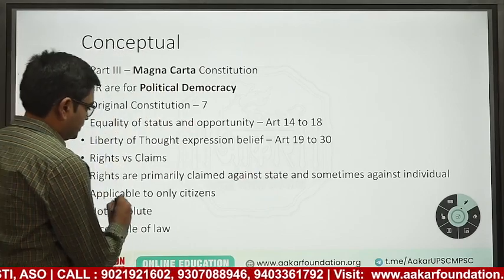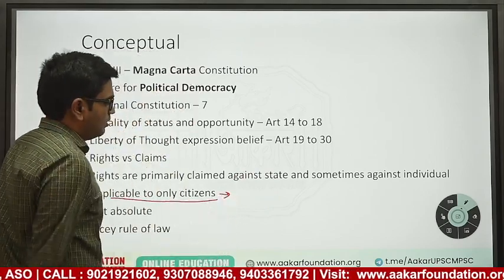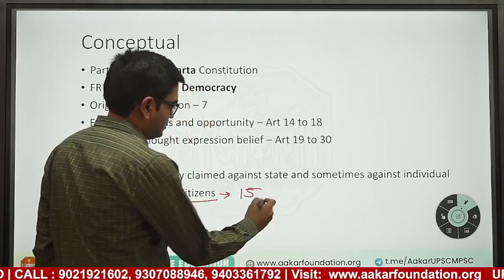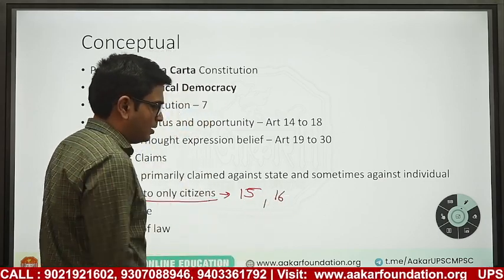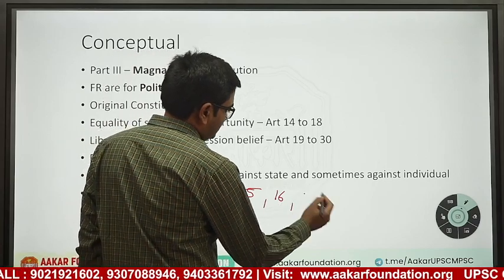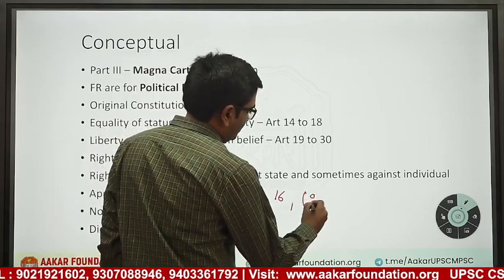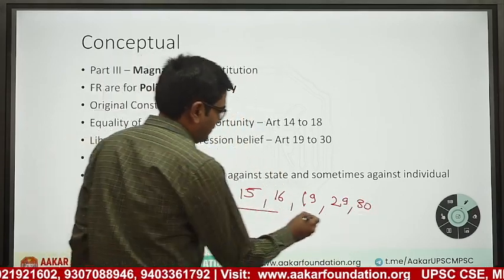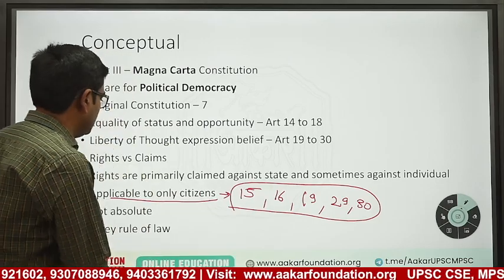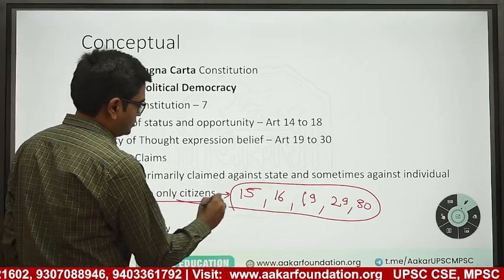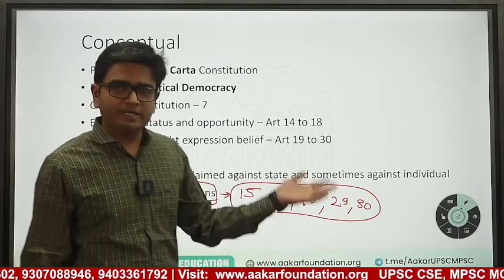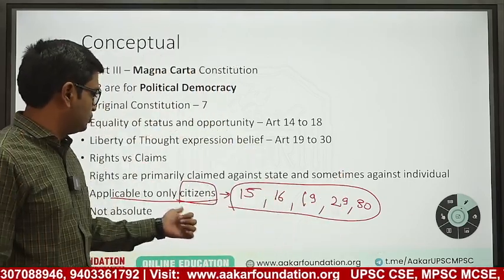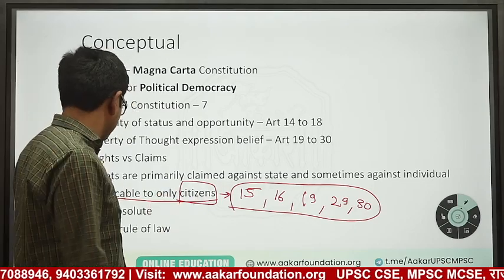So which are the rights applicable to citizens? Article 15, against discrimination. 16, public employment. Then 19, right to freedom. 29 and 30, cultural and education rights. These five rights are only available to the citizens of India and not to any other person. All other rights are available to all persons, not specifically citizens. Okay. So these are the rights. You should know that they are only applicable to citizens.